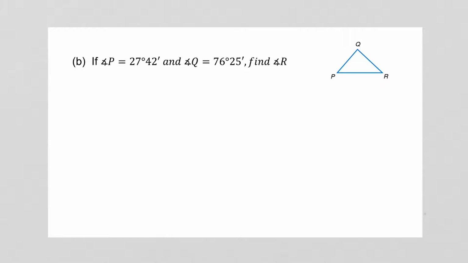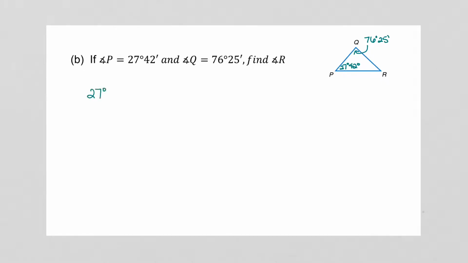And here's another example. So here we have that the measure of angle P is 27 degrees and 42 minutes, and the measure of angle Q is 76 degrees and 25 minutes. So we can say 27 degrees and 42 minutes plus 76 degrees and 25 minutes plus the measure of angle R will be 180 degrees. Now, the minutes trip us up a little bit here.